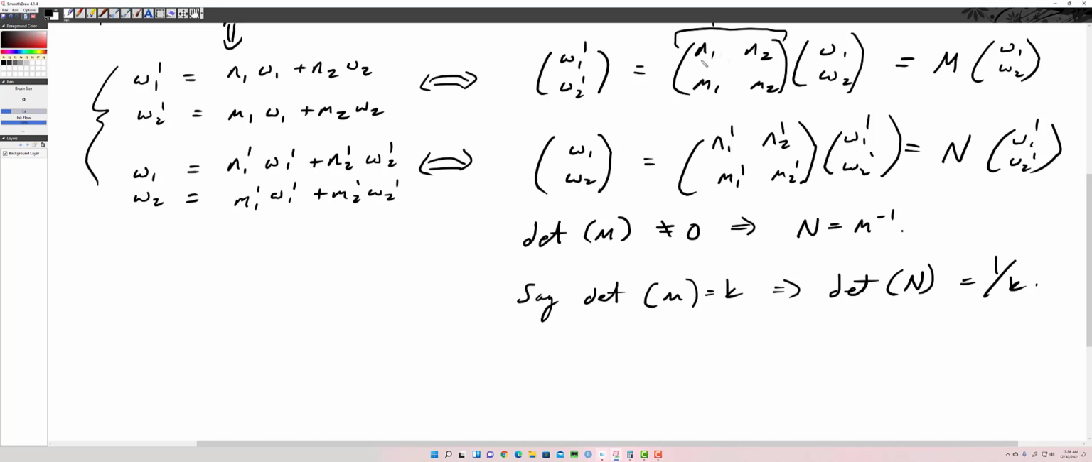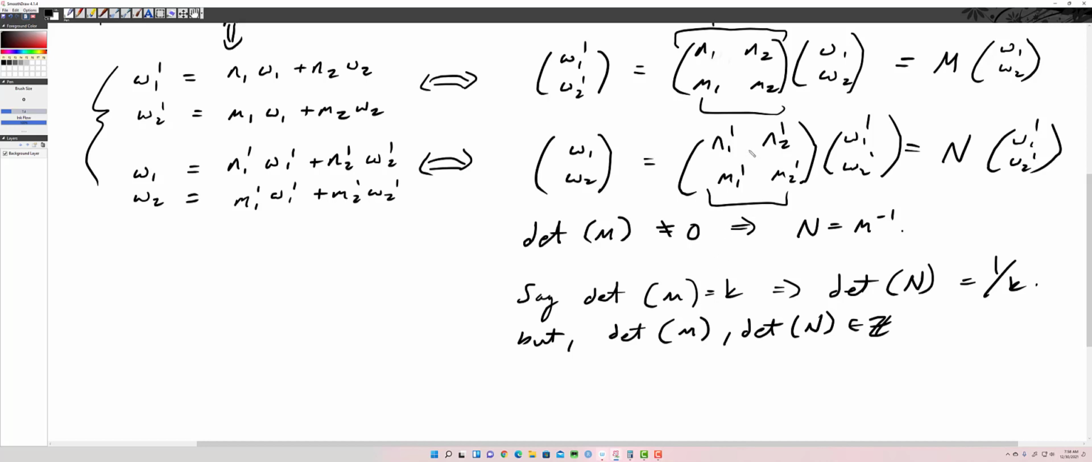But det m and det n have to be integers. Why? Because all of the entries in here are integers, and therefore the determinant calculation, which is AD minus CB, would fall inside the ring, and Z is a ring. So that just leaves two possible values for k. It could either be plus or minus 1. And that's exactly what we needed.